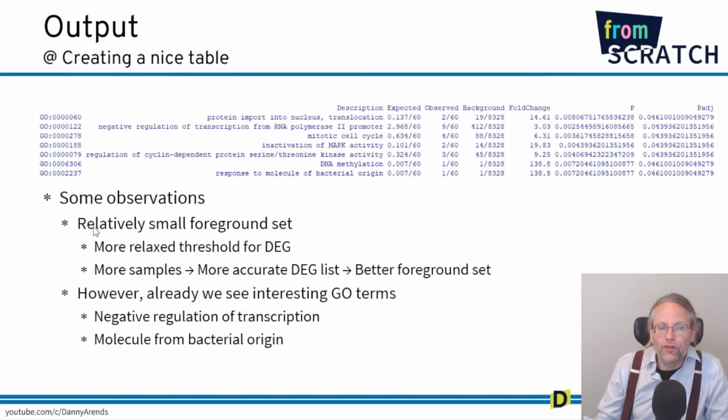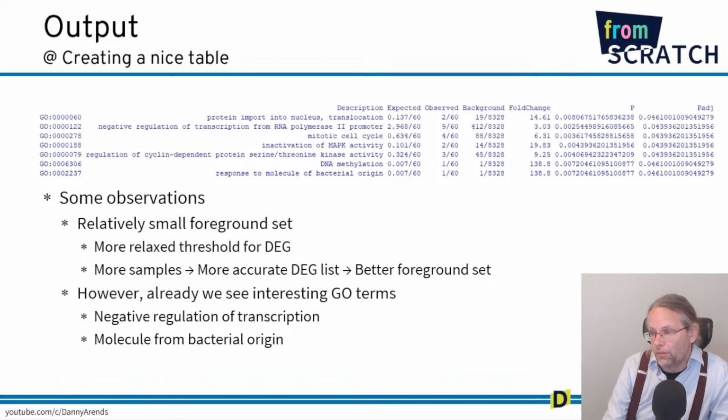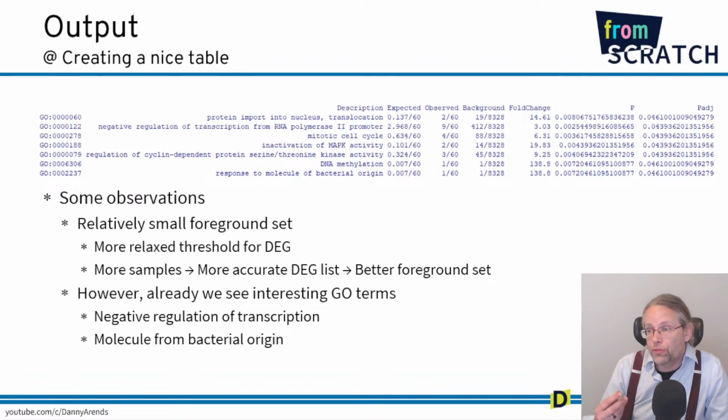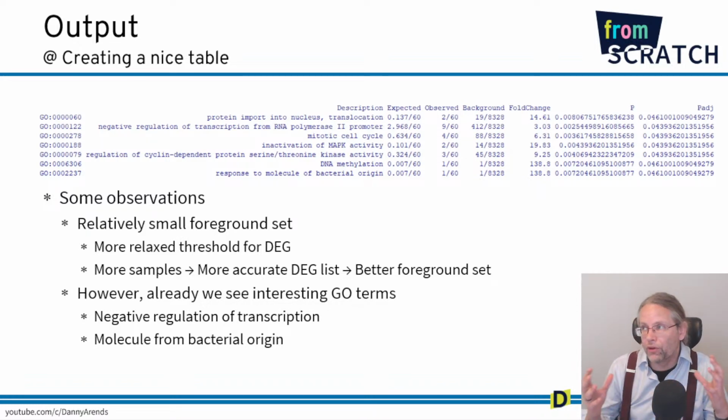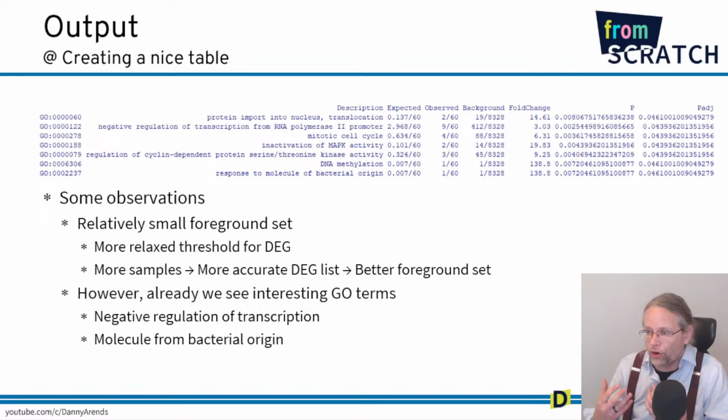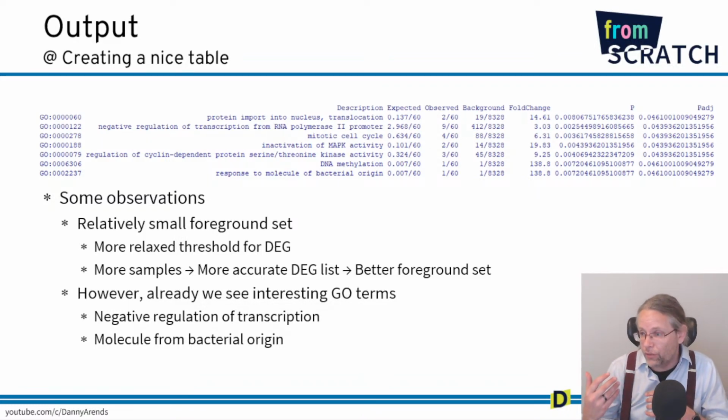So one of the things that we observe is that we have a relatively small foreground set, right? Our foreground set is around 60 differentially expressed genes. So we could think about some more relaxed thresholds, right? So instead of using 0.05 for defining a gene as being differentially expressed, we could say, no, we're gonna take 0.1, right? So that will increase the size of our foreground set a little bit. And of course, if we would have more samples, we would have a more accurate differential expression list. And that would give us a better foreground set, right? We have only 3 samples versus 3 samples. So in the end, more samples will give us more statistical power, which means that we have more certainty in the output.